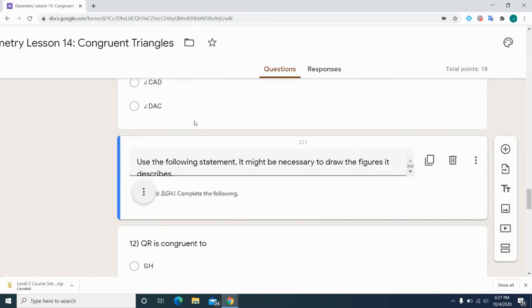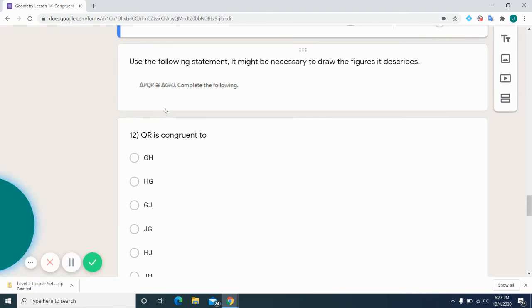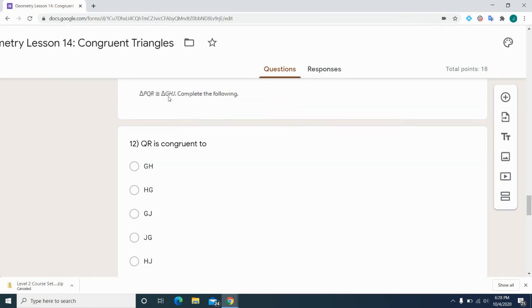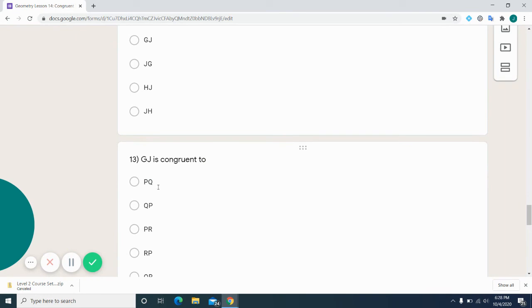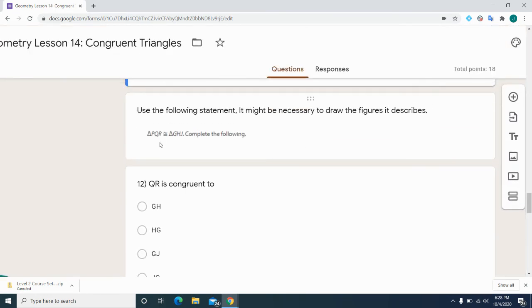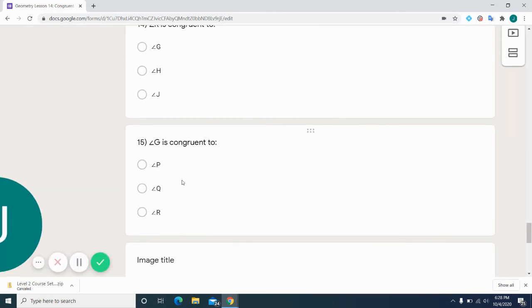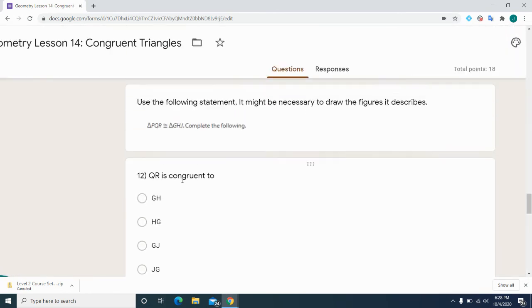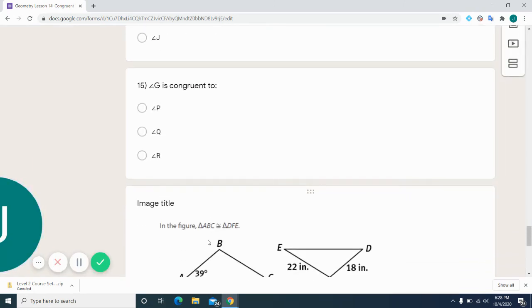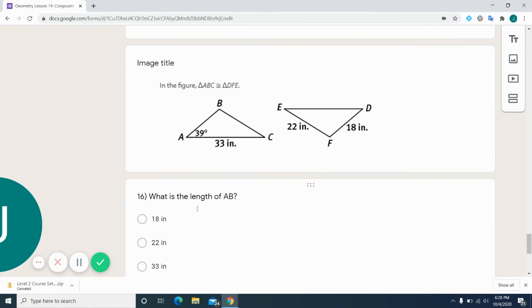GJ, so first and last. So over here, first and last is same as PR. GJ is same as PR. See how easy that is? Angle R. Last, angle R is congruent to angle J. And then angle G is congruent to what? Angle G is congruent to angle P.